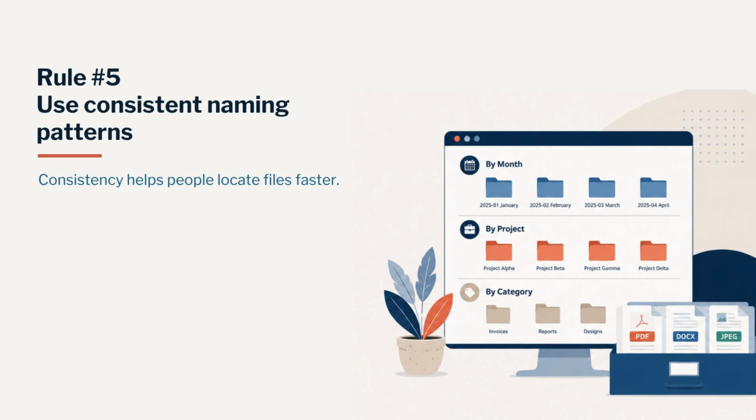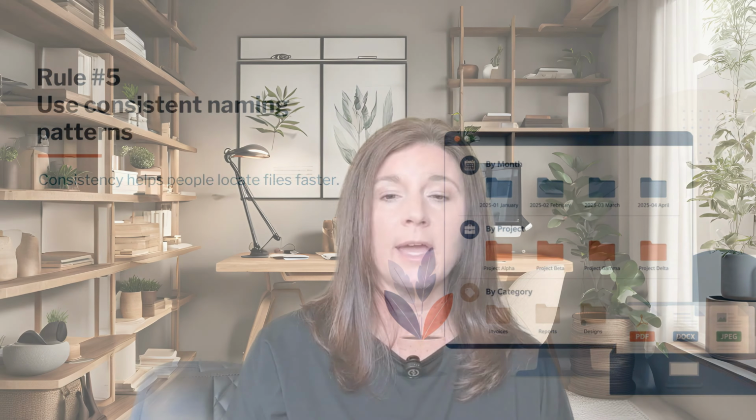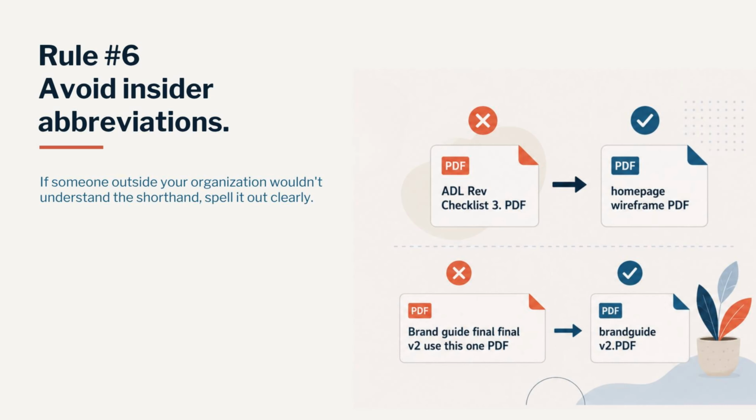Whether you organize by month, project, or category, consistency helps people locate files faster. Examples include invoice January 2025 PDF or client name homepage mockup.jpg. Rule 6 is avoid insider abbreviations. If someone outside your organization wouldn't understand the shorthand, spell it out clearly. For example, replace ADL Rev checklist 3.pdf with homepage wireframe.pdf.